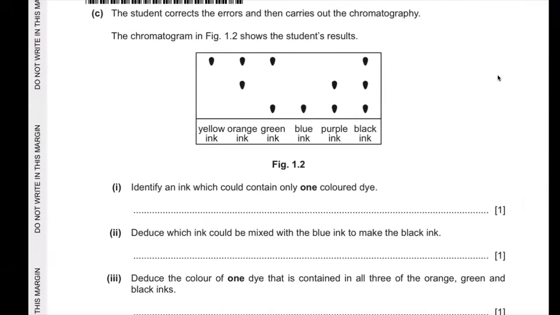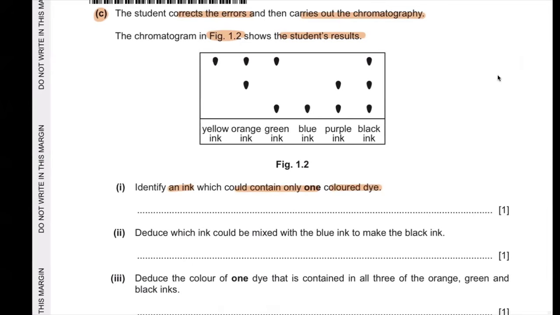Now part C. The student corrects the error and then carries out the chromatography. The chromatogram in figure 1.2 shows the student's result. Okay. Identify an ink which could contain only one color dye. So the ink which is going to have only one spot on the chromatography paper. So if you see, that is the yellow ink, as yellow ink has only one spot. Very good, Saud. So we are going to mention over here that it's a yellow ink.